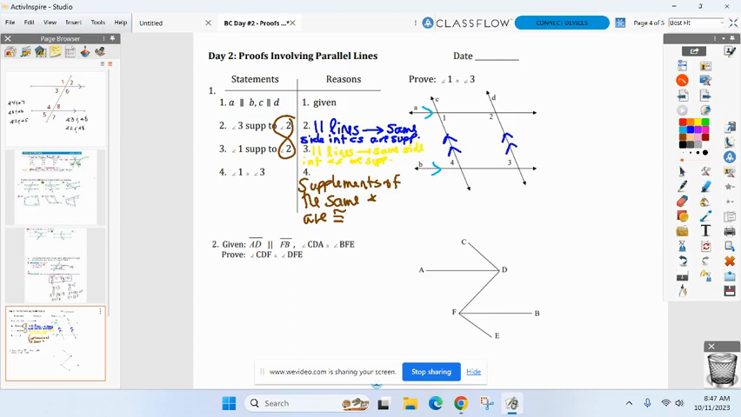This is where we start meshing everything together now. This unit with everything we've done this year.